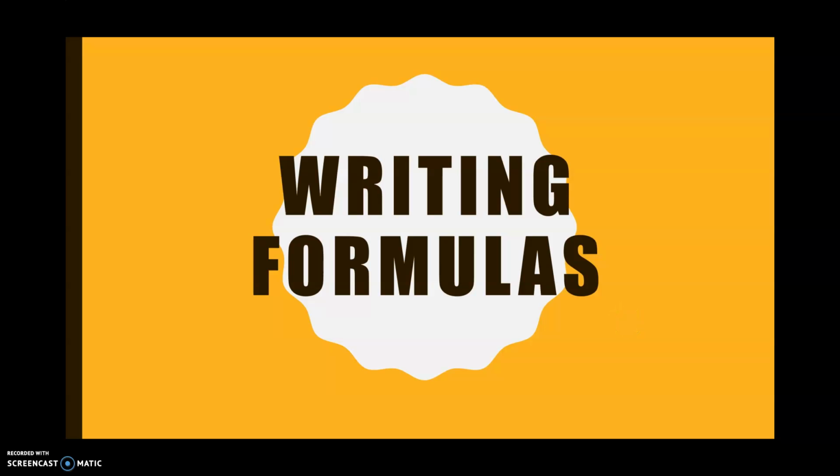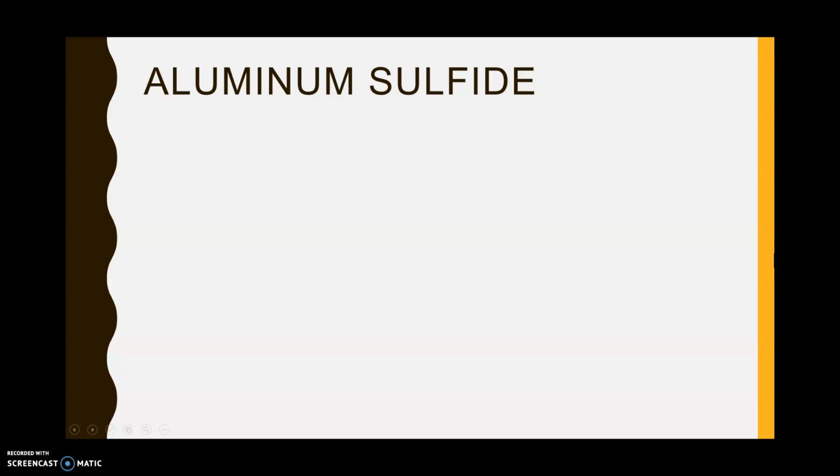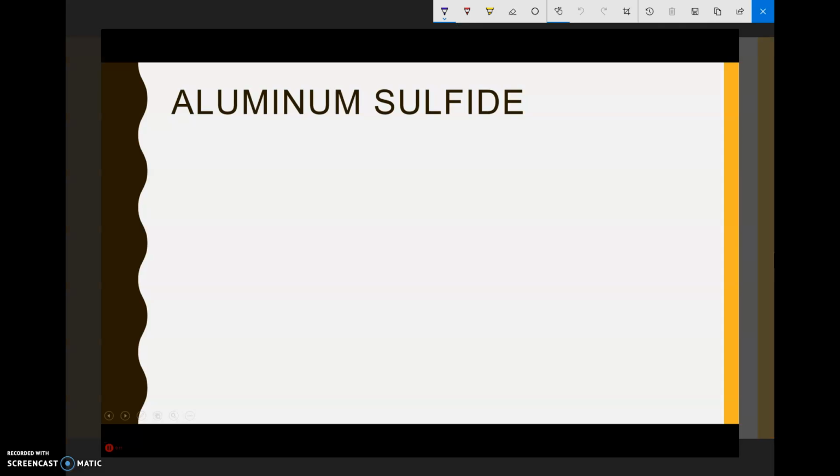Okay, I'm going to go over some examples on how to write formulas. The first thing we're going to look at is aluminum sulfide. So remember to do your symbol and your charge. Aluminum has a 3+ charge because of its location on the periodic table. Sulfide has a 2- charge. And what happens right here is these charges need to equal 0.